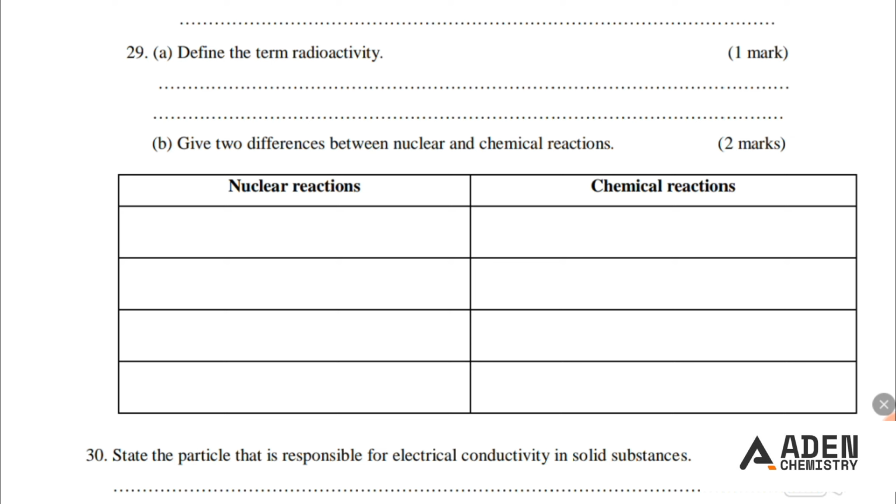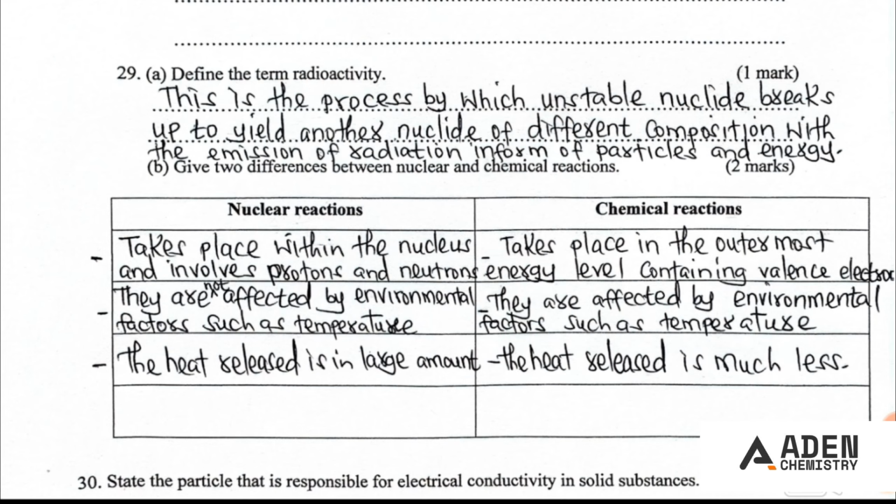Second, we can talk about the effect of environmental factors. And we're saying nuclear reactions are not affected by environmental factors such as temperature and pressure. But when we're talking about chemical reactions, they are affected by environmental factors such as temperature and also pressure. Remember, we have done that one in the rate of reactions, factors affecting the rate of chemical reactions. So number 3, we talk about the amount of energy released. So we can say the heat released is in large amounts. When we're talking about chemical reactions, the heat released is much less when compared to nuclear reactions. So these are the answers for question number 29, part A, and part B.